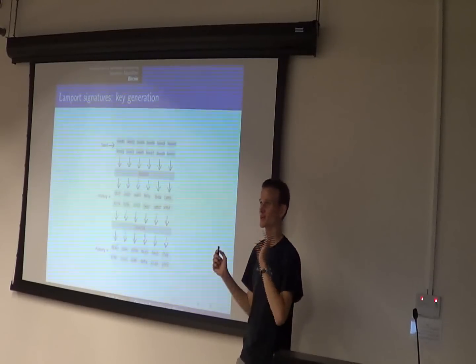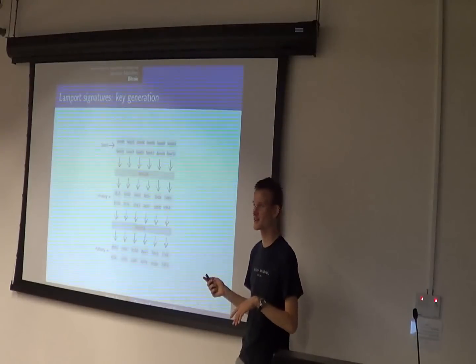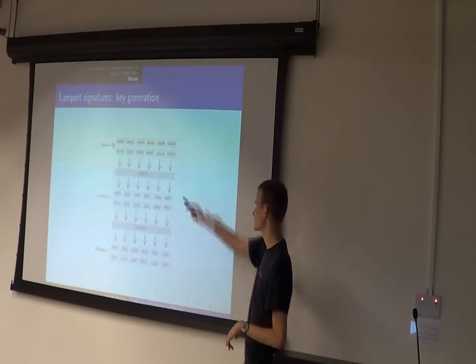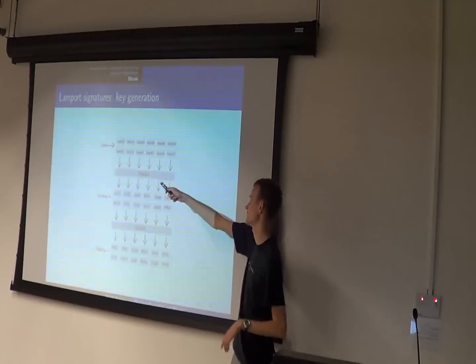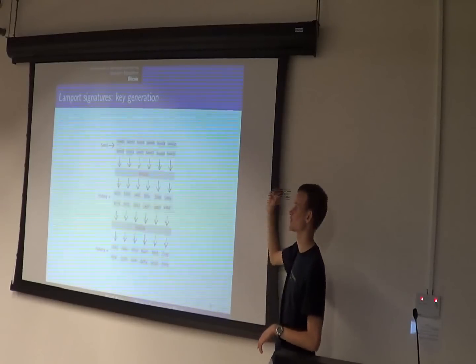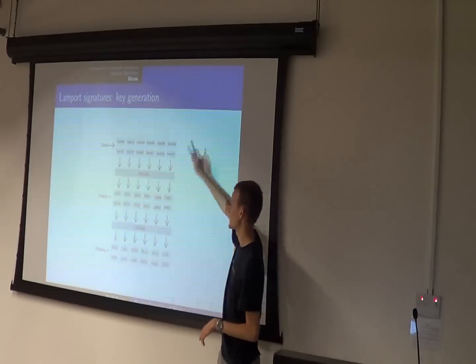It could be your password if you like brain wallets. It could be whatever. Then you expand that seed out into many pieces. Now here I'm showing 12. In reality, it's going to be 160 by 2. So 320. Then hash all of them.